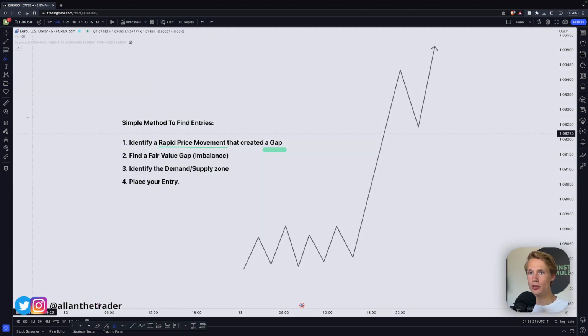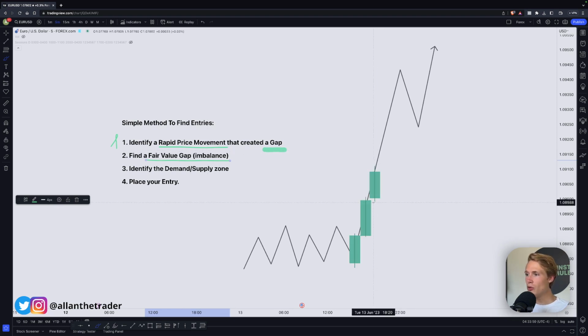So let's just go to the second step. So we made the first step. Now the second step is find a fair value gap or imbalance. So it's basically the same thing. Most people call it either a fair value gap or an imbalance.